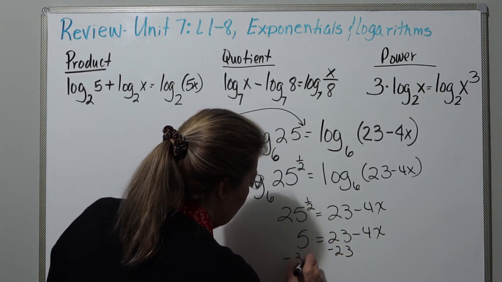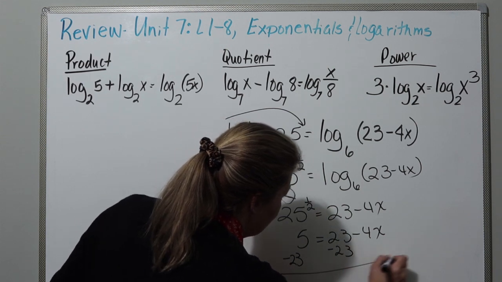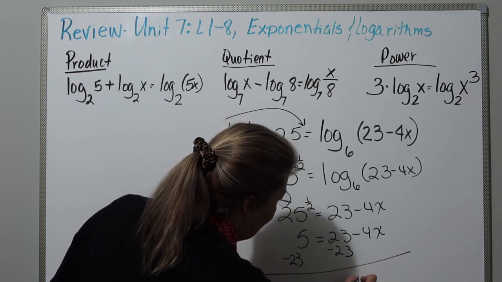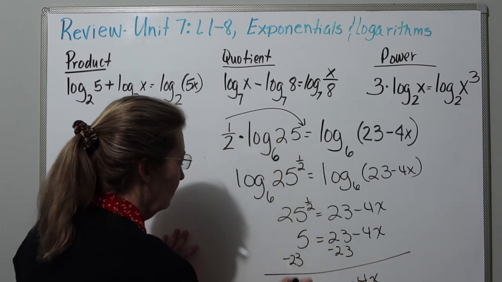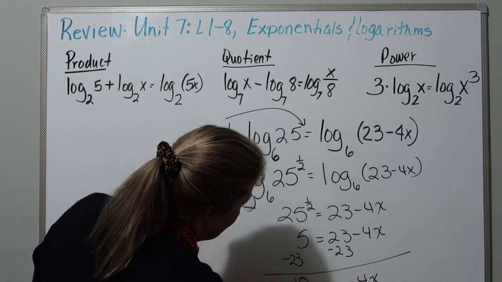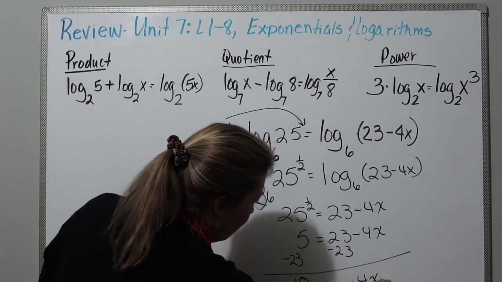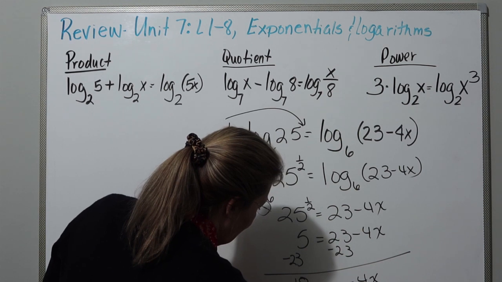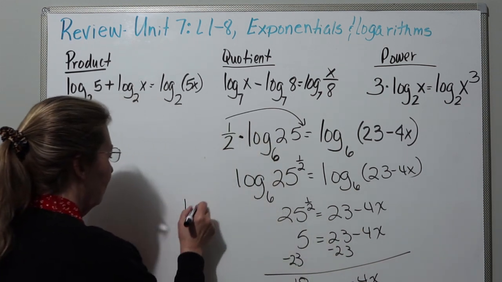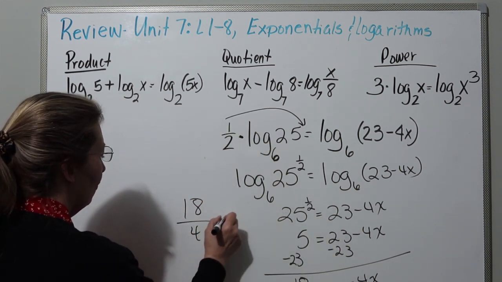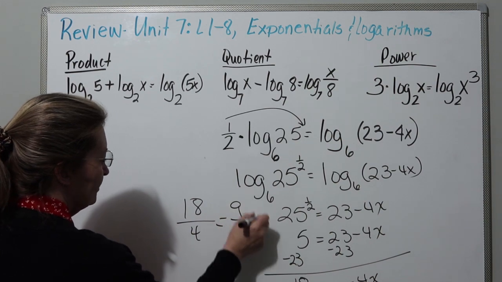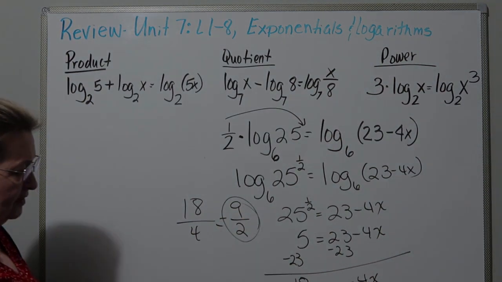Subtract 23 from each side. So I get negative 4x over here and negative 18 over here. Divide both sides by negative 4. So I have 18 over 4, which simplifies to 9/2.